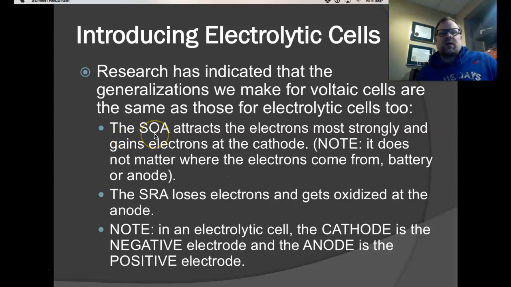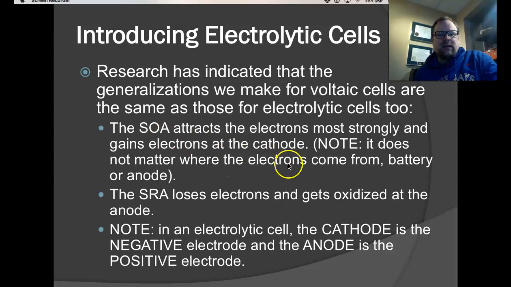And here's the same part coming up here. The strongest oxidizing agent gets reduced still. So it attracts electrons most strongly, right? It's attracting electrons to gain those electrons to become reduced. And it gains the electrons at the cathode still. So electrons still flow from anode to cathode, and the strongest oxidizing agent still gets reduced at the cathode, and the strongest reducing agent still gets oxidized at the anode. So that is exactly the same between voltaic and electrolytic cells.